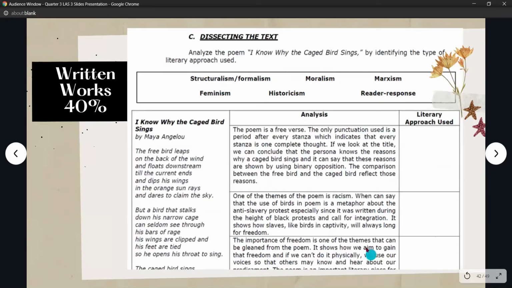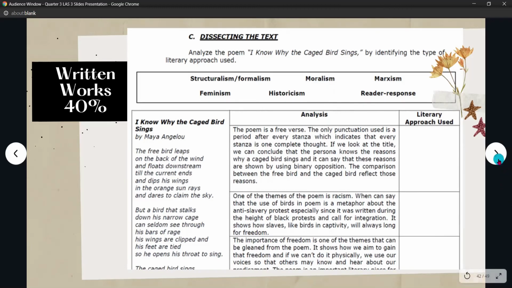The second activity is Dissecting the Text. This is also classified under written works. Analyze the poem "I Know Why the Caged Bird Sings" by identifying the type of literary approach used. You need to read each analysis and identify the literary approach used. For instance, if this analysis concentrates on female experiences, then the literary approach used is feminism. And if this analysis focuses on morals and values, then the approach is moralism. By the way, I'm not giving the answers. I am just giving examples.